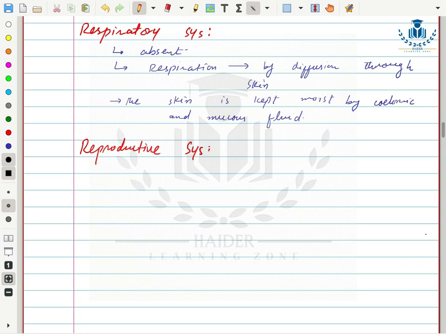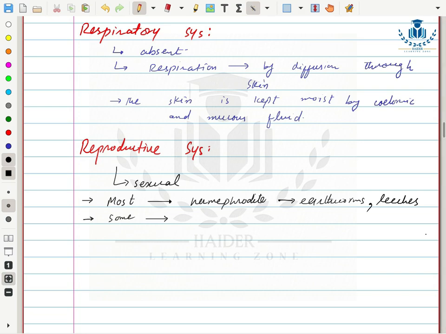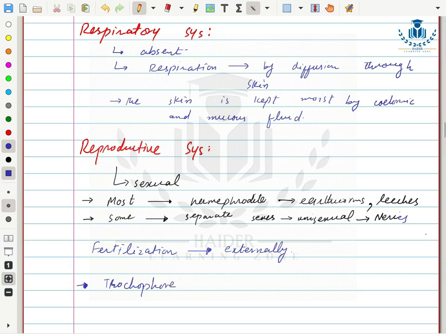Reproductive system. The common method of reproduction is sexual. Most of the annelids are hermaphrodite, including earthworms as well as leeches. But in some cases they are not hermaphrodite, they have separate sexes, meaning they are unisexual, such as Nereis. In aquatic habitats, fertilization mostly occurs externally. A trochophore larva is also produced during their life cycle.